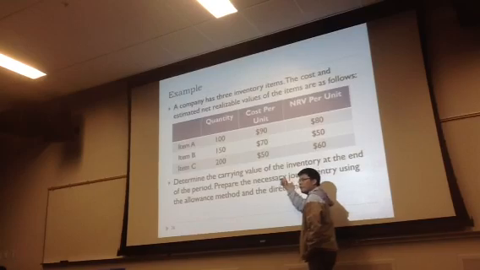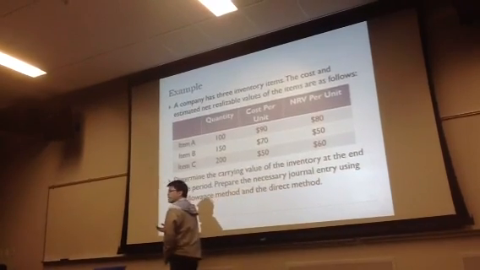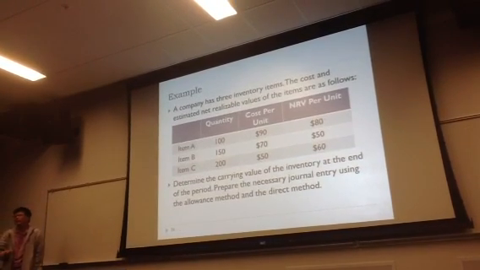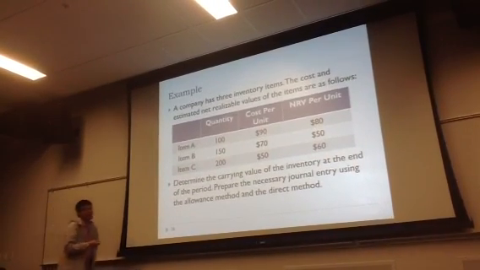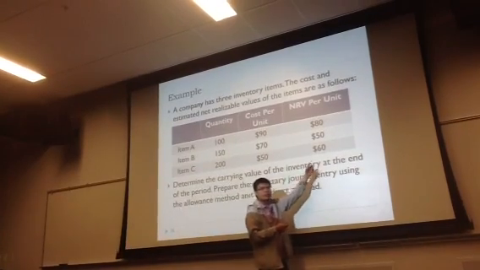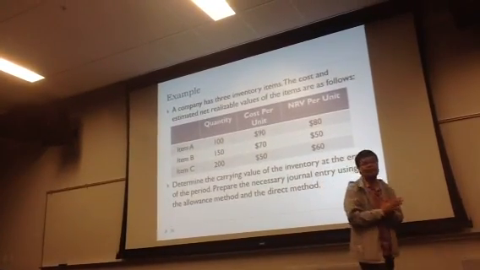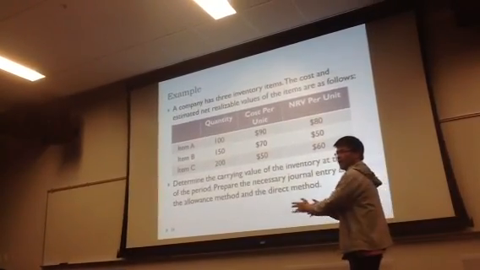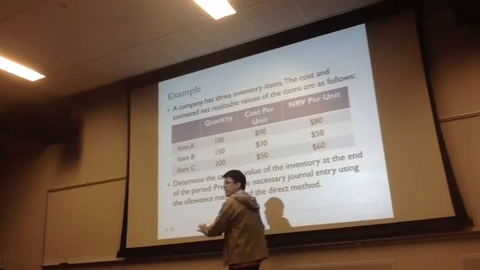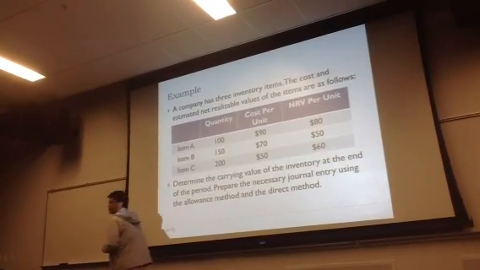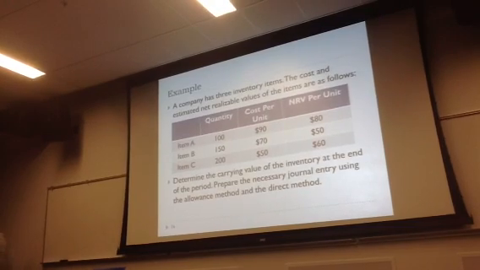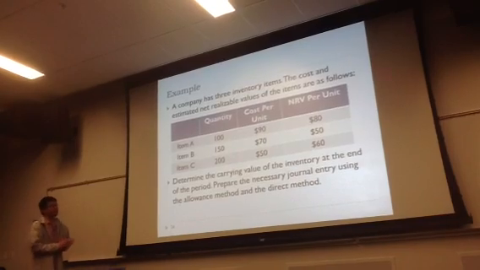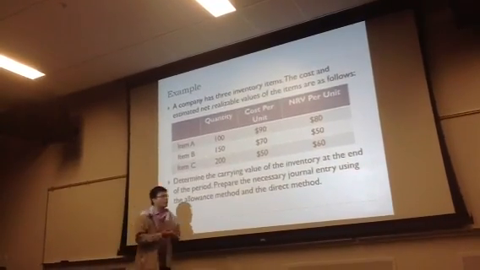Remember, net realizable value is the estimated selling price minus the cost to sell, so any selling cost you have to pay, for example commission. But in this case, you are given the NRV directly, so you don't have to calculate that yourself. Sometimes you will be given the estimated selling cost and the selling commission fees, so you would have to calculate the NRV yourself. Determine the carrying value of the inventory at the end of the period. Prepare the necessary journal entry using the allowance method or the direct method.